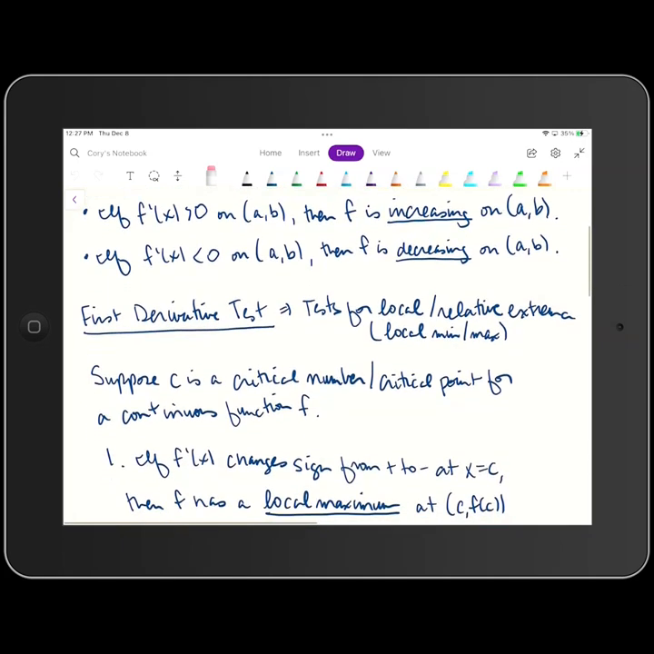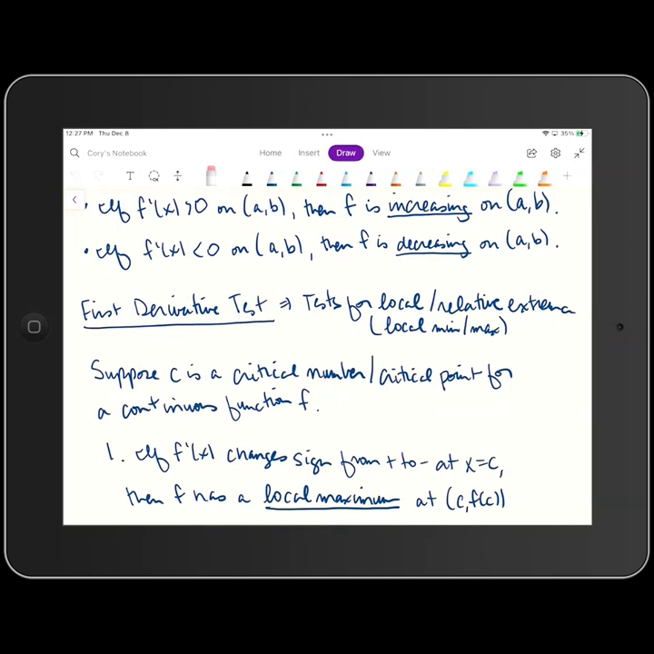Okay, on to the first derivative test. So the first derivative test, we use that to test for local or relative extrema. Okay, I typically call it local extrema. So when we say extrema, we mean like local minimums and local maximums. But some textbooks call it relative minimums or relative maximums. And those 2 sets of terms are synonymous.